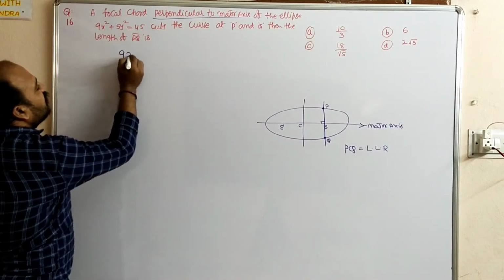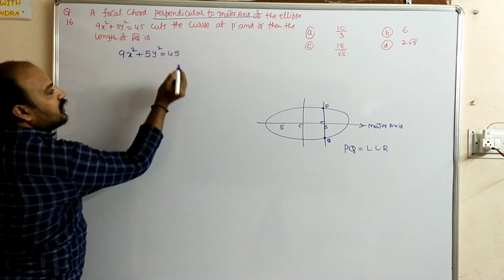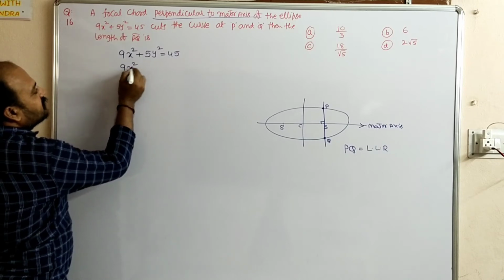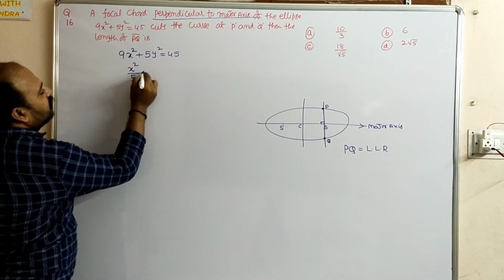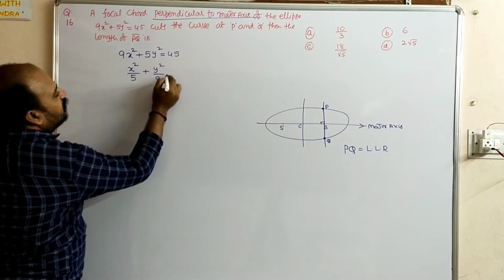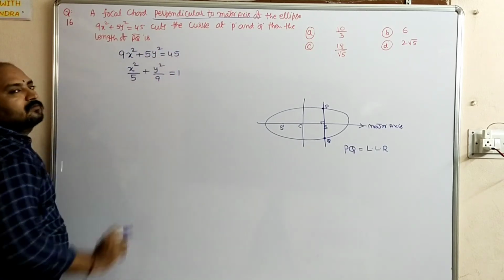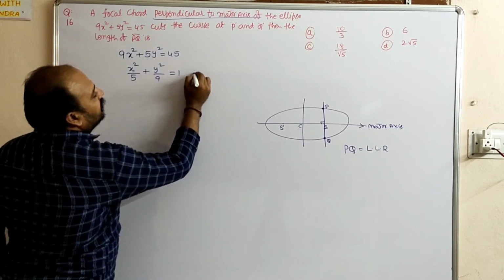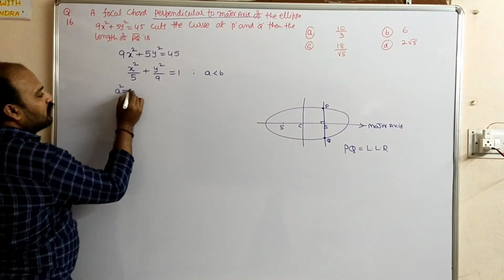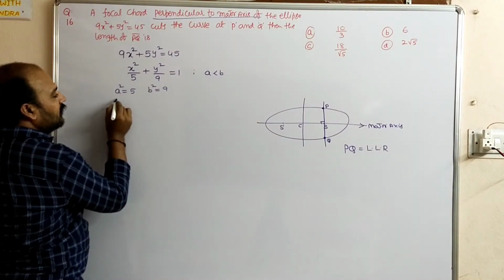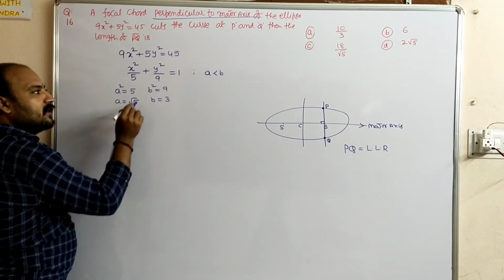So the given equation of ellipse is 9x square plus 5y square equal to 45. Dividing by 45, directly I am writing x square by 5 plus y square by 9 equal to 1. So clearly A is less than B. So A square equal to 5 and B square equal to 9. A is equal to root 5, B is equal to 3. Therefore, A is less than B.